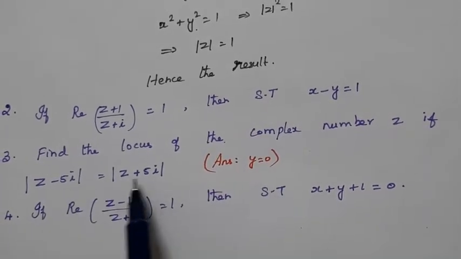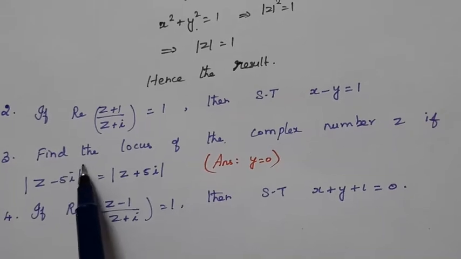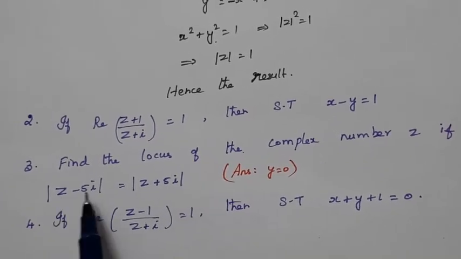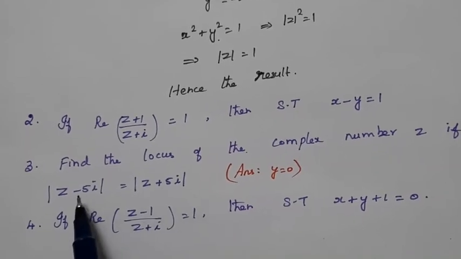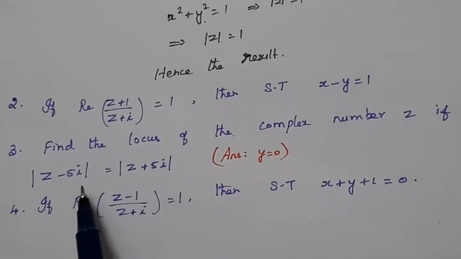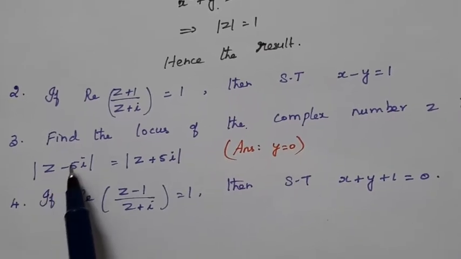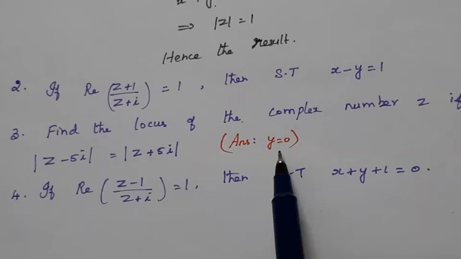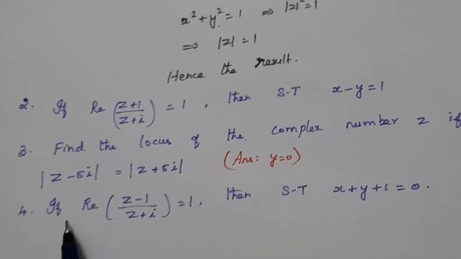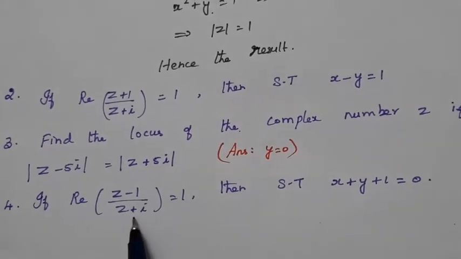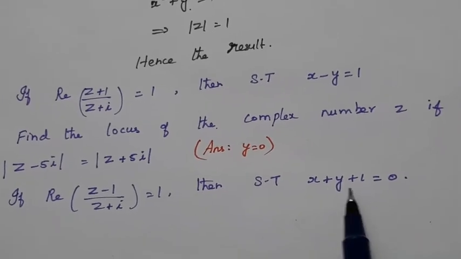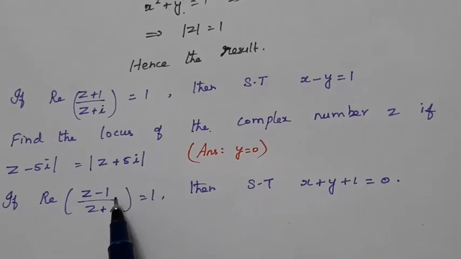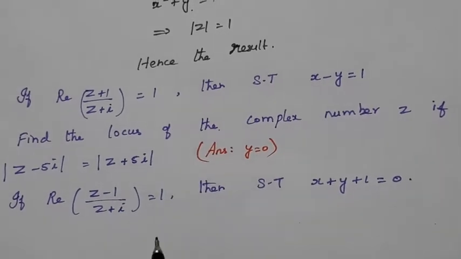Now, modulus of z minus 5. In order to get rid of the square root, first square it. Substitute z as x plus iy, group the terms, and then take the modulus. On squaring there won't be any square root. Then simplify it and you will get the required answer. The answer is y is equal to 0. Then, if the real part of z minus 1 by z plus i is equal to 1, show that x plus y plus 1 equals 0. The two problems are similar; here z plus 1 and here z minus 1. So try these problems.